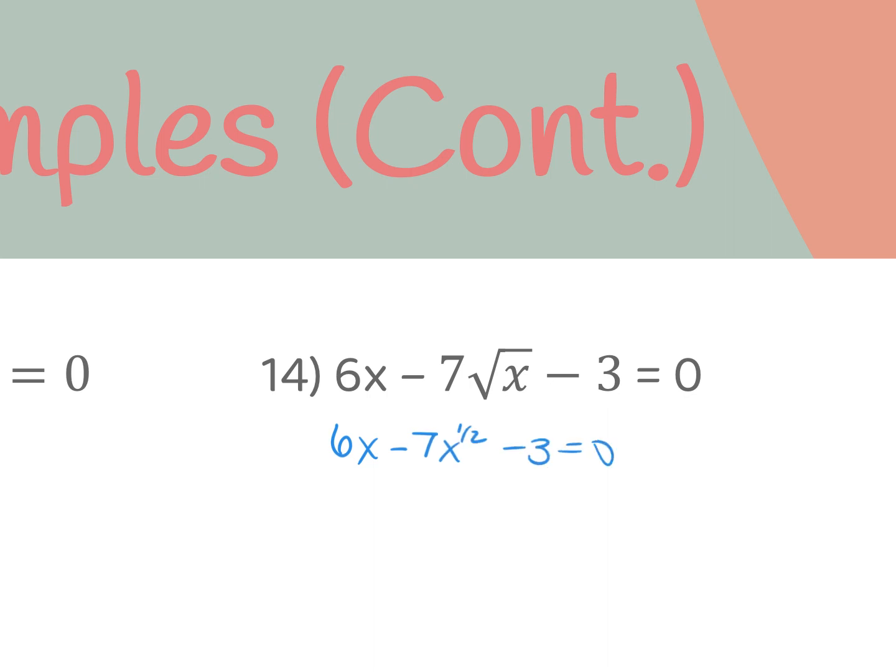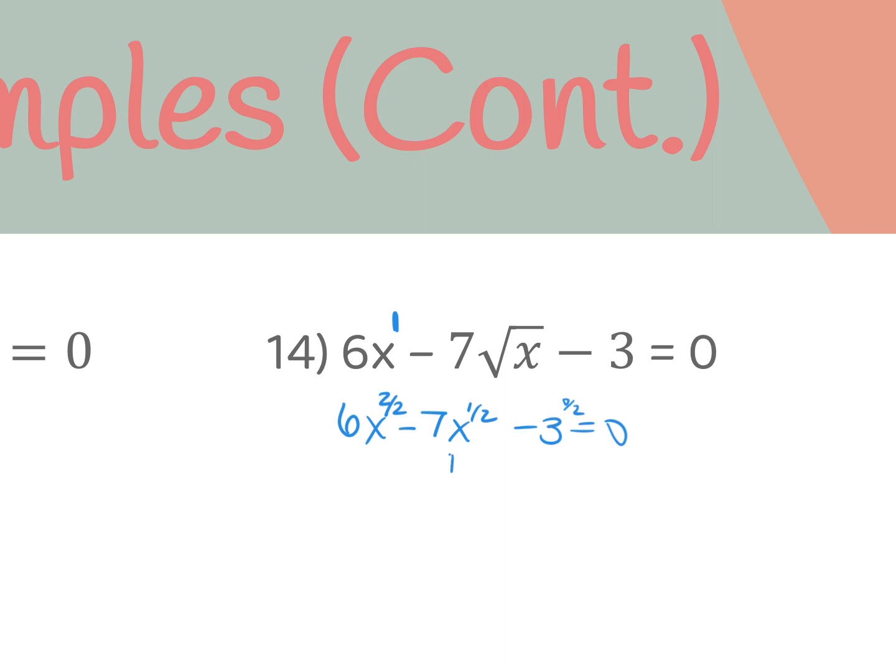minus 3 equals 0. So if we wanted all of our exponents to have a common exponent or common denominator, do you guys agree with me that this 6 to the first, I could rewrite this as 6 to the 2/2 power? So then I have 1/2, and then this would be to the 0/2. So I'm going to go ahead and say, okay, that makes sense. This looks like our first couple factoring problems that we did. I'm going to replace with the middle term here. So I'm going to let u equal x to the 1/2 power.